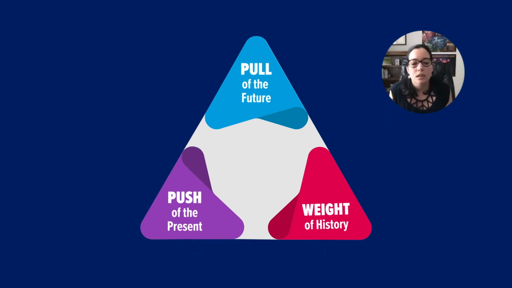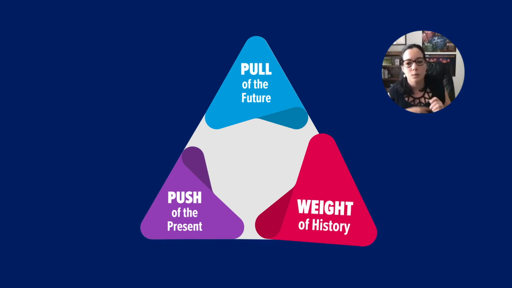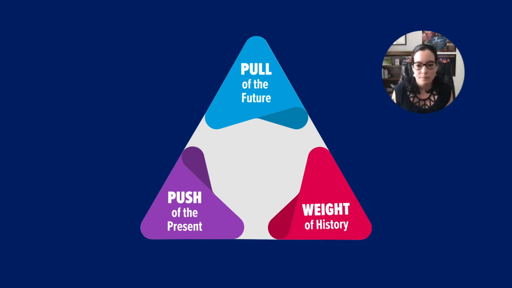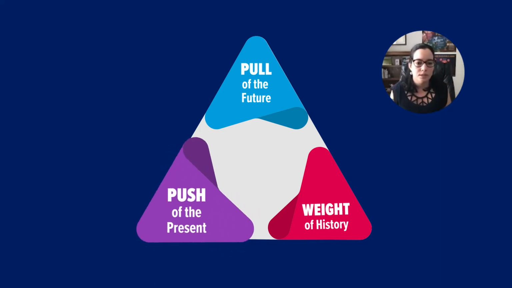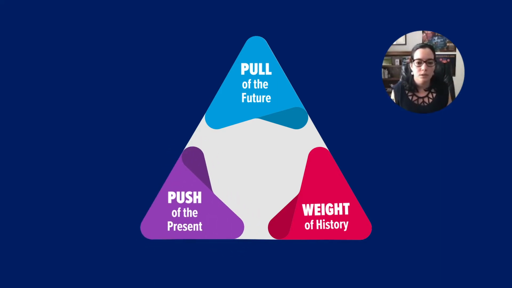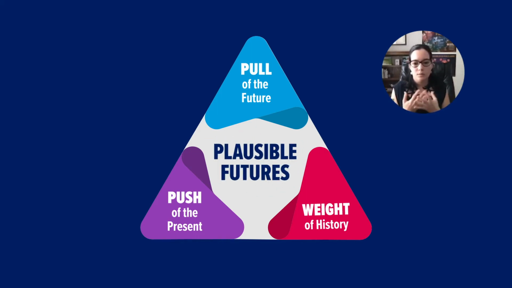So here is the pull of the future. You can see it at the top, then the weight of history on the bottom right corner, and then the push of the present is on the bottom left corner. This is the Futures Triangle, and the way that these three dimensions interact, they are going to create plausible futures. So combining how we understand these three things creates plausible futures for us to explore and strategize with.